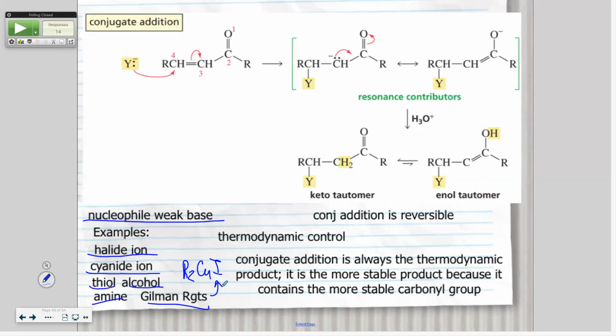Remember, this is the alpha carbon, this is the beta carbon. My poor little alpha looks like it's seen better days. I guess maybe I should, that doesn't look right either. I don't know.